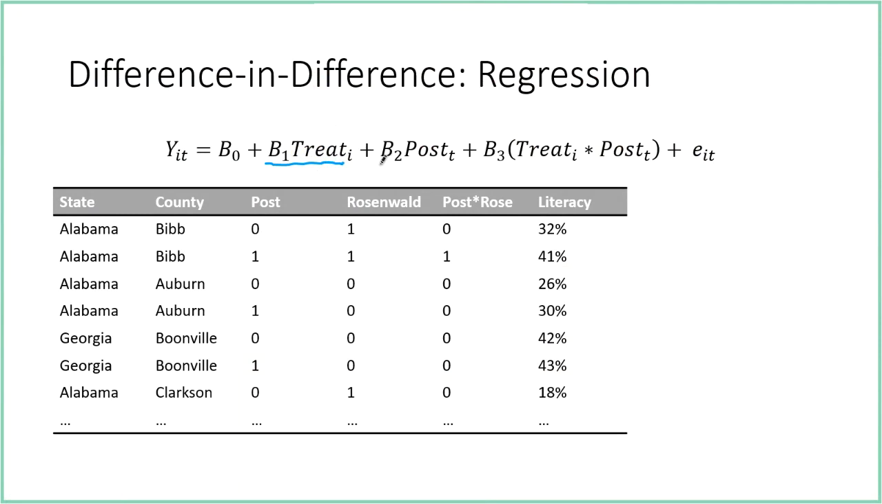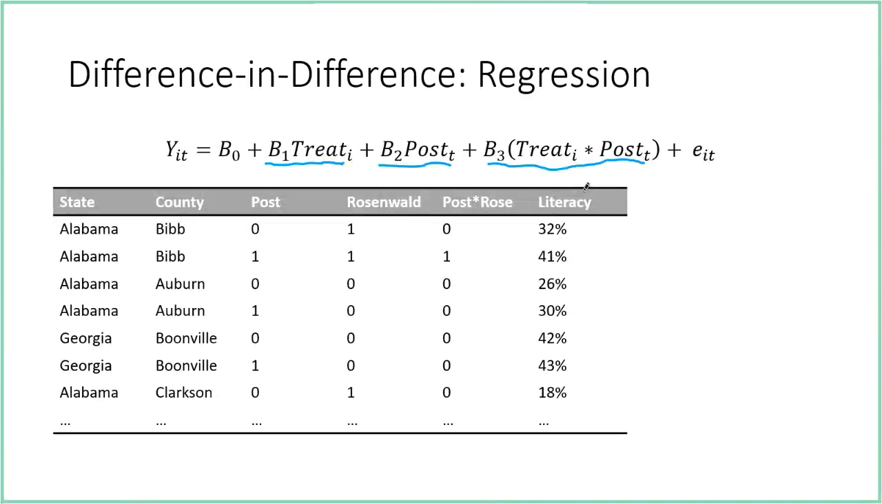The second variable is going to be called post. This is a dummy variable indicating a point in time. So whether a certain observation is after the treatment has taken place or not. And then the third and last dummy variable, and the one that's going to end up giving us our causal estimate, is the interaction between treatment and post. So those two variables multiplied together.